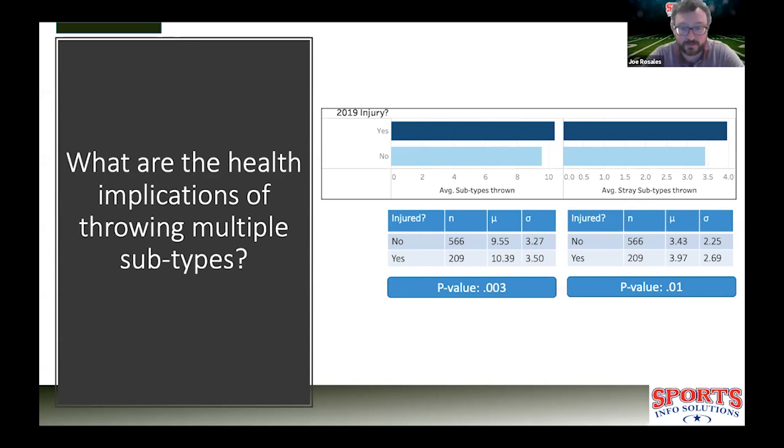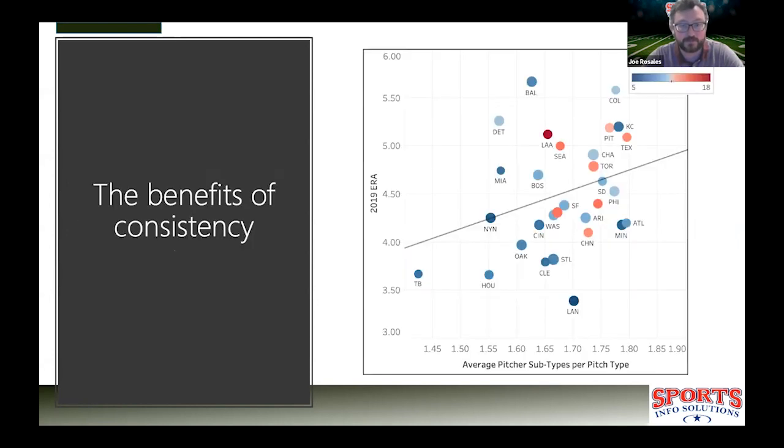So yeah, just to wrap things up, we also looked at things on a team level, and again, similar trends. The teams that had fewer subtypes thrown per primary pitch type generally had better performance. You can see we color coded these for total number of injury events. So teams that experience more injuries, the darker red dots, you can see those more to the right. So again, injury obviously makes a difference.